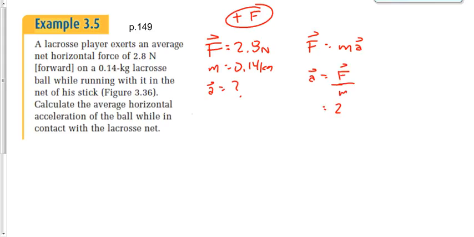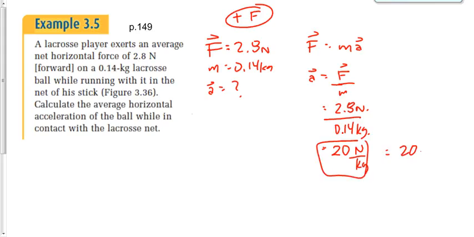And say it's 2.8 newtons divided by 0.14. They make this question easy enough that we can actually divide those two in our heads here. 28 divided by 0.14 is going to be 20. The units would be newtons per kilogram. That looks a little odd, but that's fine. Newtons per kilogram works there. But you could also say 20 meters per second squared. I mean, a newton per kilogram is exactly the same thing as a meter per second squared. So whatever you're comfortable with at that point.